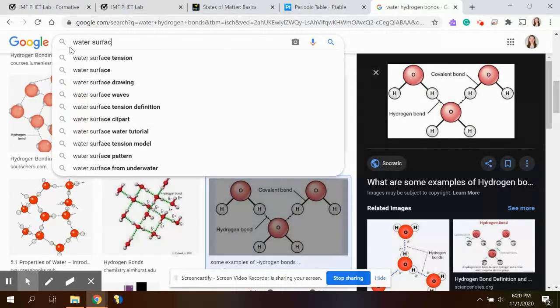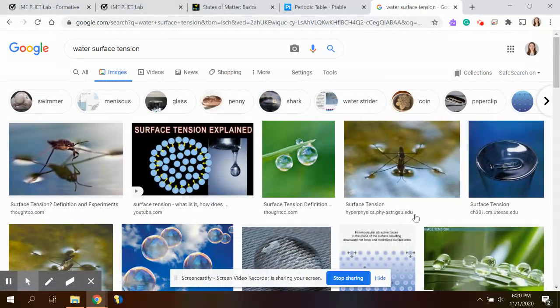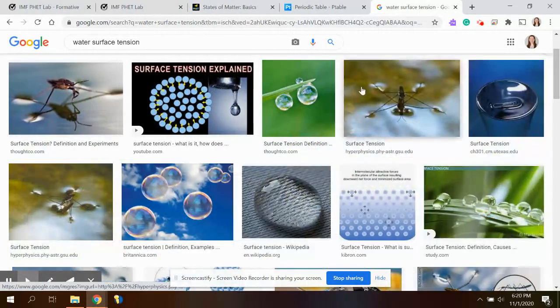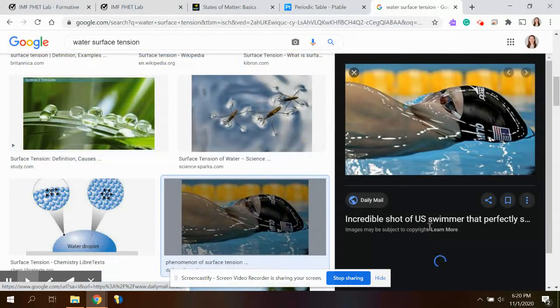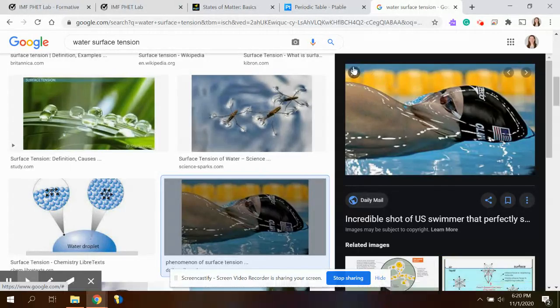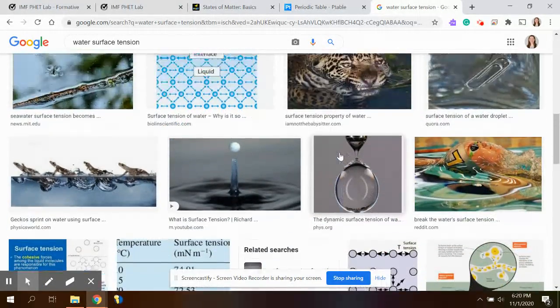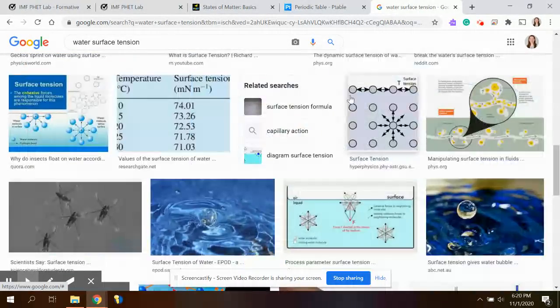And so if we look up a quality we know, like surface tension, here is a water strider walking across the water. Oh, this one's kind of cool. It's a US swimmer, and you can see this layer of water around them. This one's another, they kind of look a little creepy there. And then you guys saw how many paper clips I was able to fit on some water.